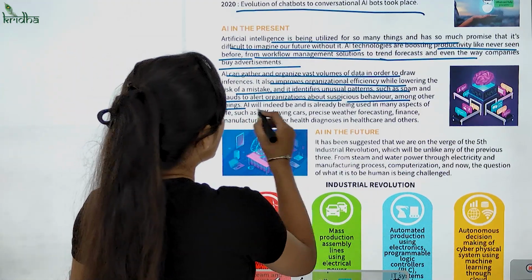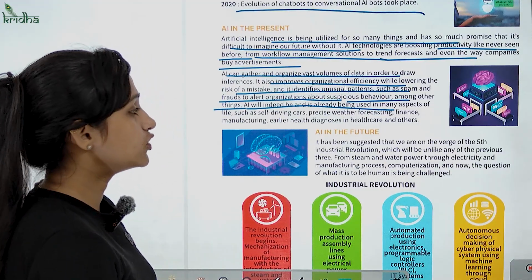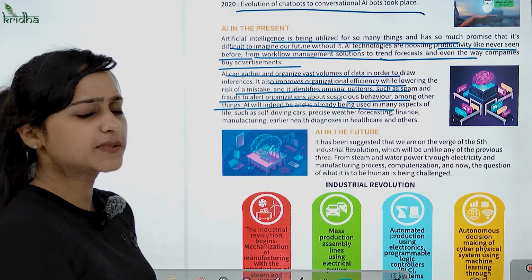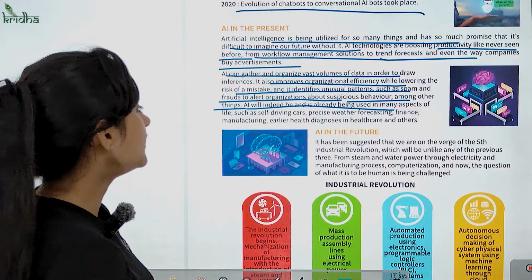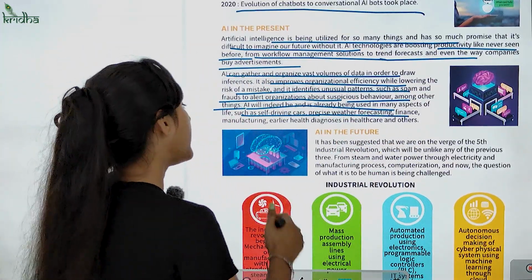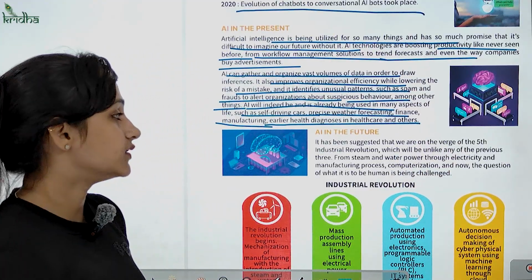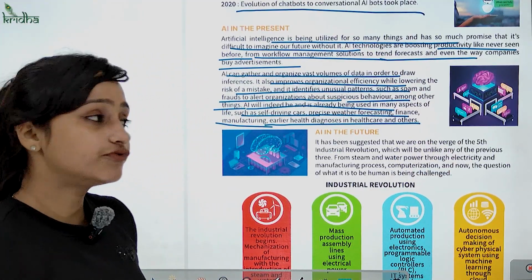Among other things, AI will indeed be and is already being used in many aspects of life. बहुत सारे aspects of life में हम AI को use कर रहे हैं, such as self-driving cars, precise weather forecasting, finance, manufacturing, early health diagnosis, and in healthcare and others. AI in the future. Future में क्या होगा?